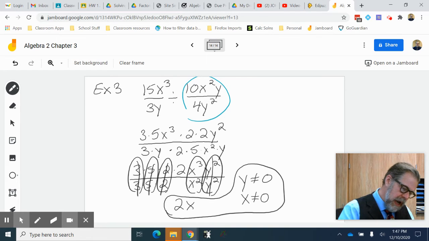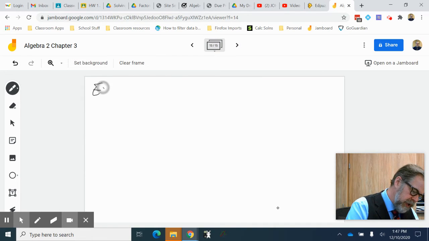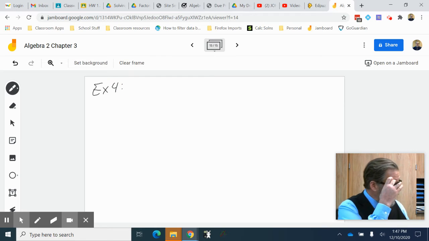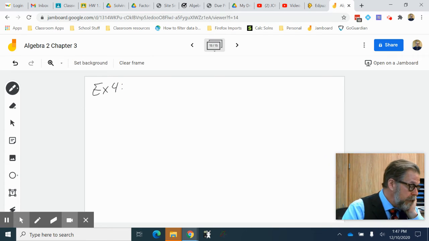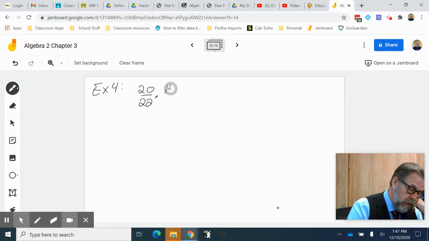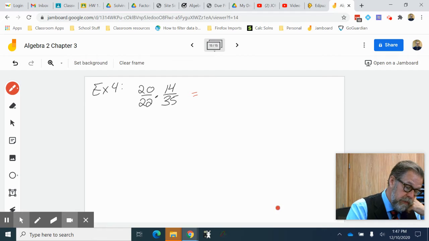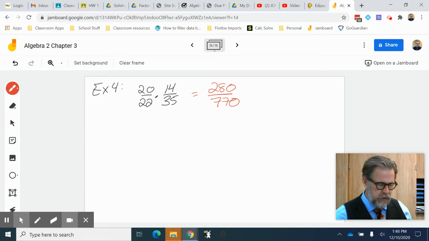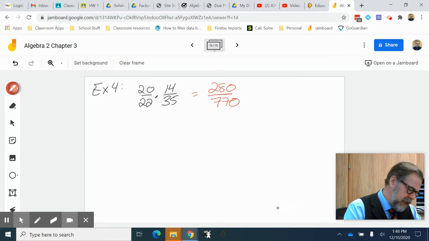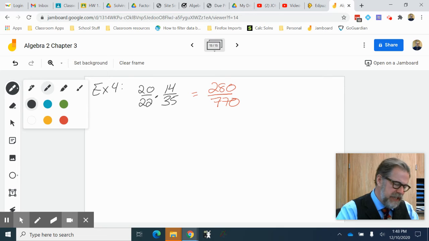All right, let's do example number 4. Let's do this one. Guys, let's talk about 20 over 22 times 14 over 35. The immediate instinct, and I'll do it in red because it's not a good instinct, is to multiply 20 by 14 and then multiply 22 by 35 and then try to figure out what goes into 280 and 770. And you can maybe see you got some ideas, but it's not the easiest way to do it.